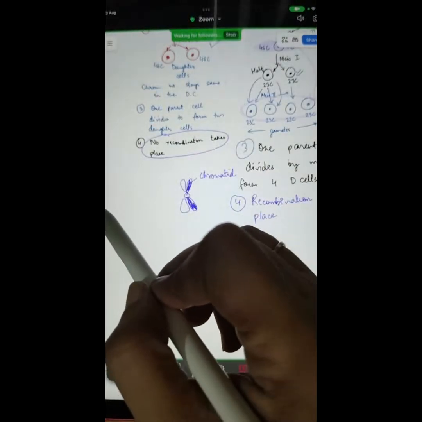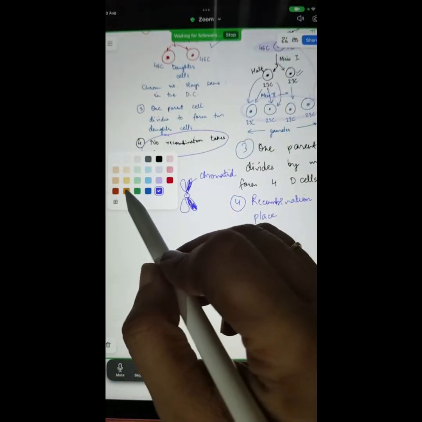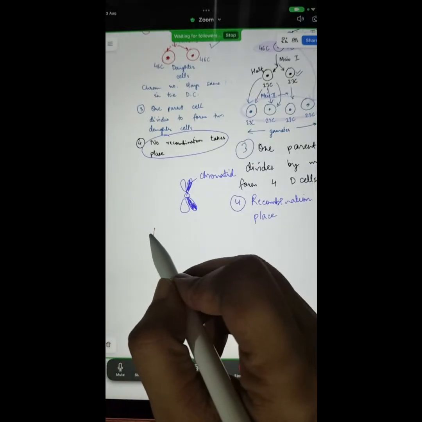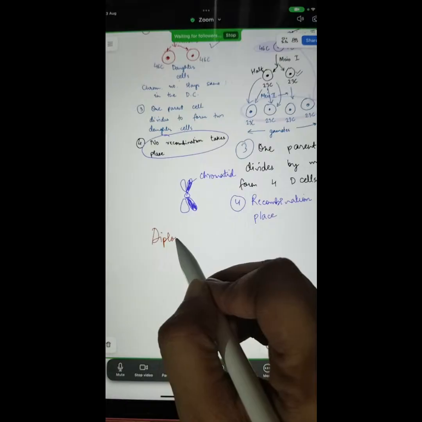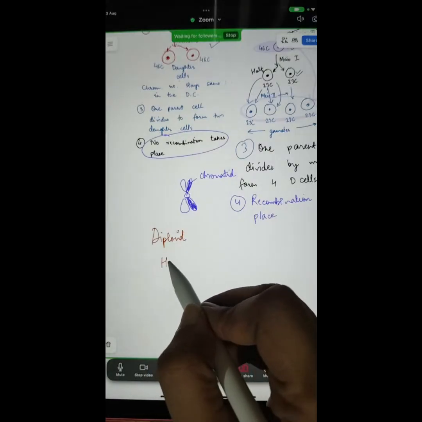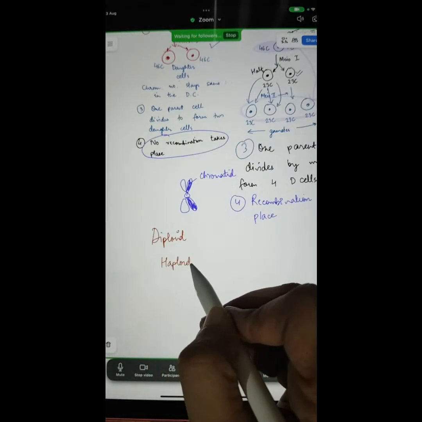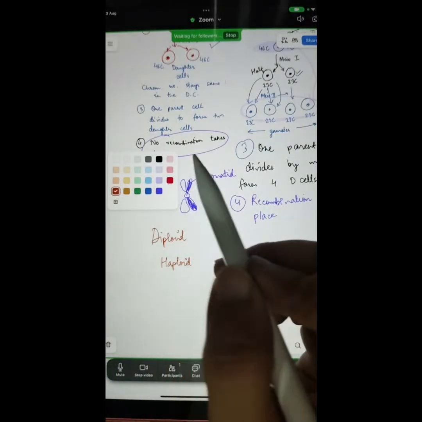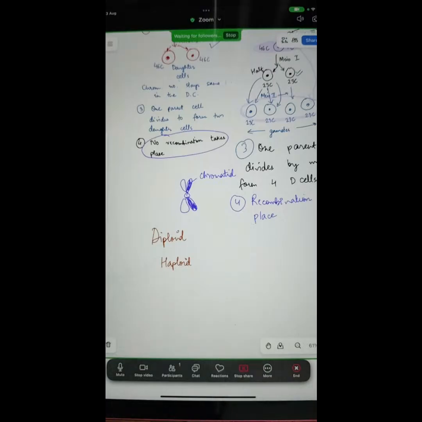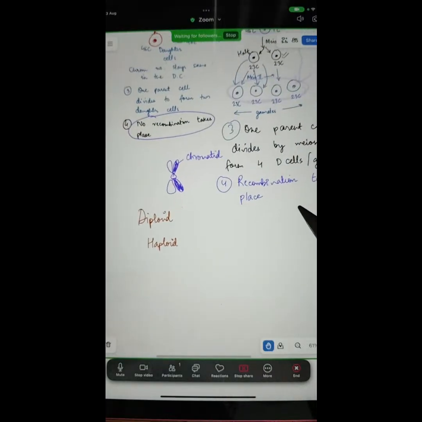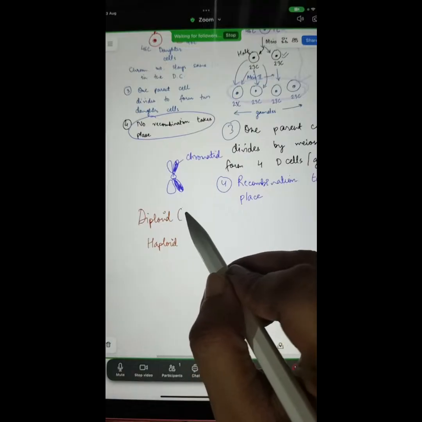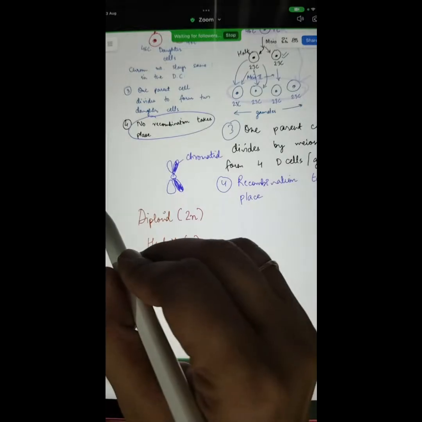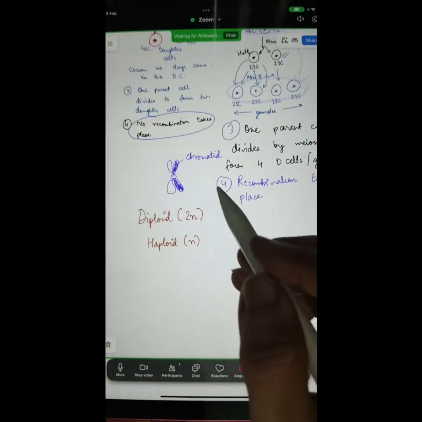Before I end this live, let me make you understand one common thing. What do you mean by diploid and haploid? This is a very important thing, and you should know it when you are in ninth, 10th or 11th and 12th. Normally we represent diploid with 2n, haploid with n. Now let's understand the meaning of diploid.